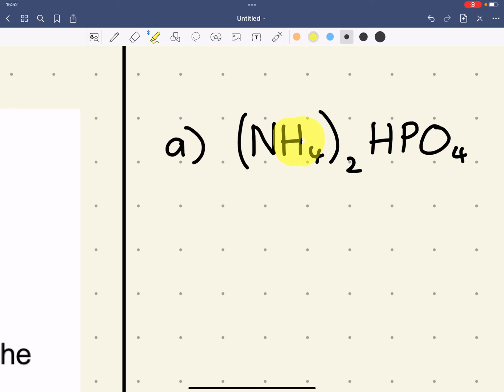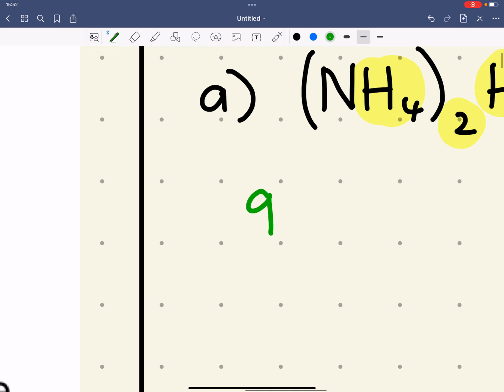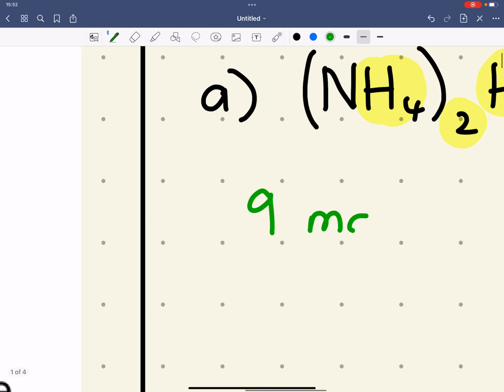And we see we've got 4 times 2, so that's 8 hydrogens there. And then we've got this extra one there. So the answer to this was 9 moles of hydrogen atoms. That was option D.